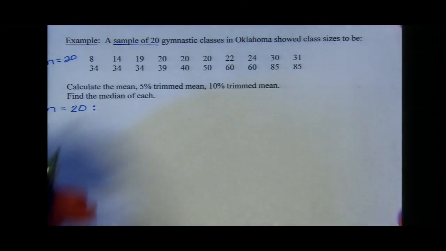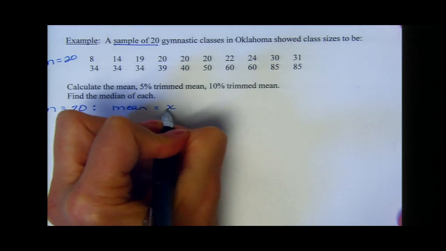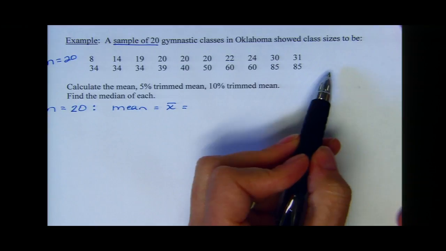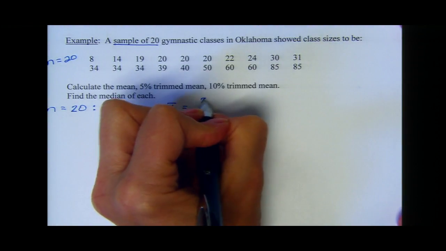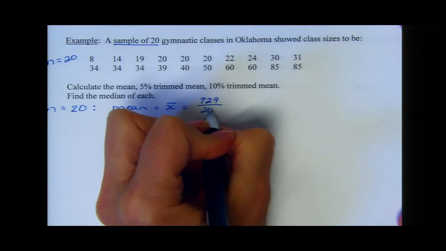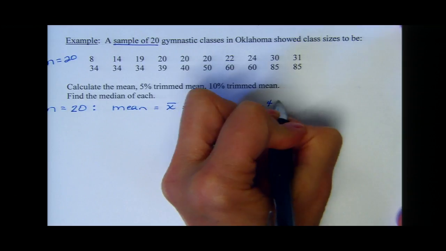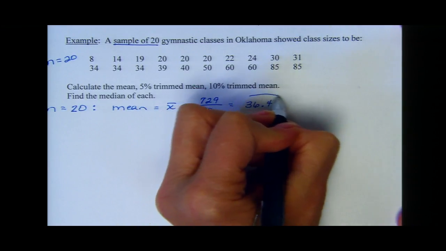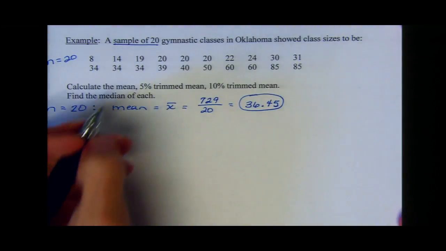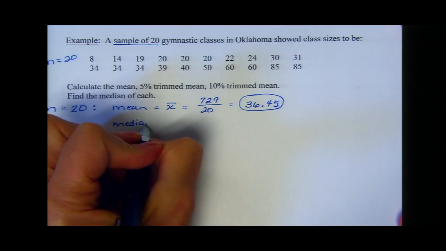All right, so the first thing I'm going to do is calculate the mean, or my x bar, which tells me to add all of these numbers up, which when you add them up, you get 729, and you divide by all 20 values, so you get 36.45. So there's my mean for all 20 values. We're also going to calculate the median.